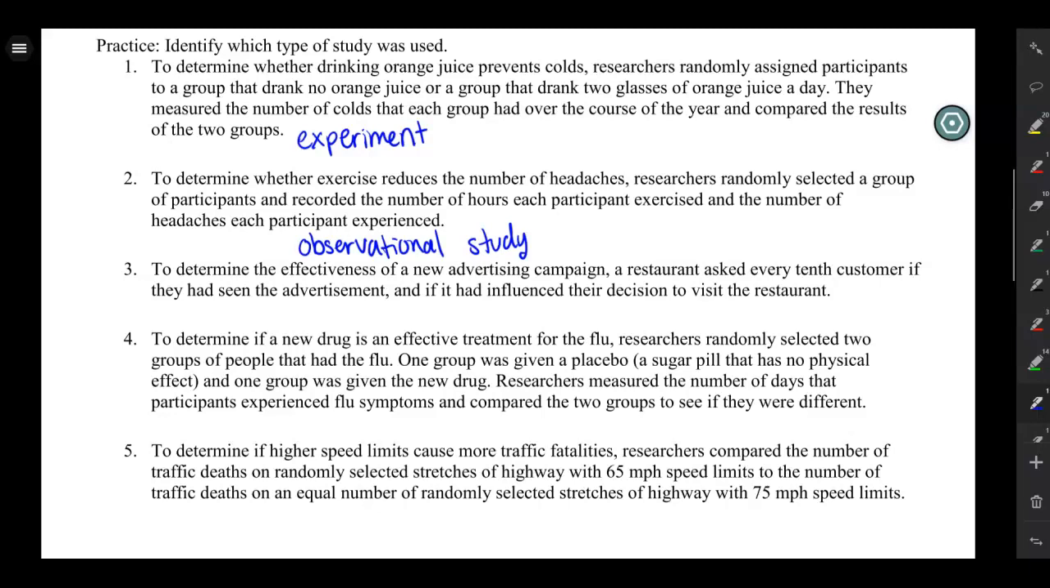All right, example 3. To determine the effectiveness of a new advertising campaign, a restaurant asked every 10th customer if they had seen the advertisement and if it had influenced their decision to visit the restaurant. So this is a sample survey.